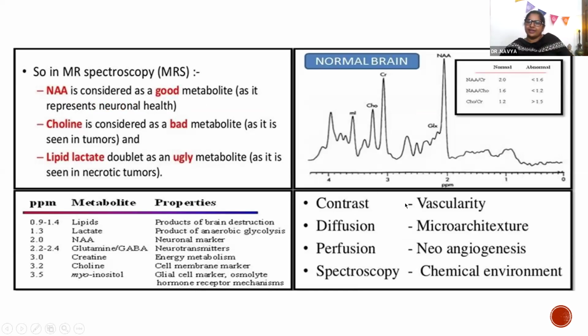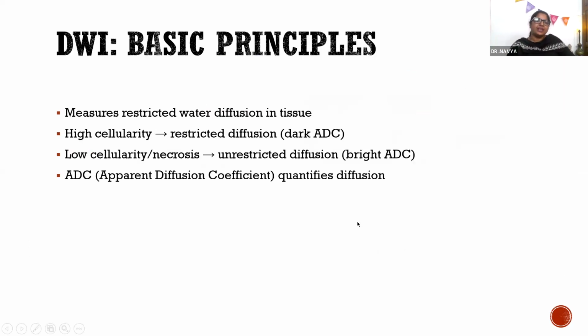So as I told you, contrast is for vascularity and spectroscopy is for chemical environment. You're knowing this. Now we'll dive into these two, the perfusion and diffusion. So DWI, what does it mean? Think there's an intra and extracellular environment. There's osmosis going on. There is water being diffused all over, right? When there are new cells which are growing very rapidly, the tumors which are highly cellular are not allowing any of the water diffusion to happen, and that is causing a restricted diffusion.